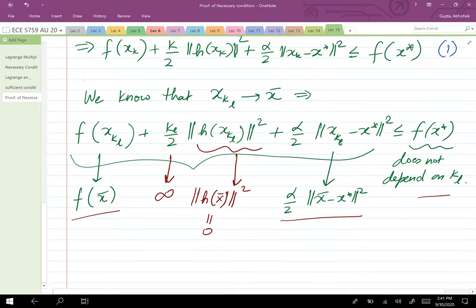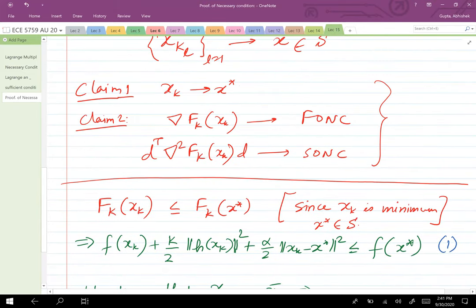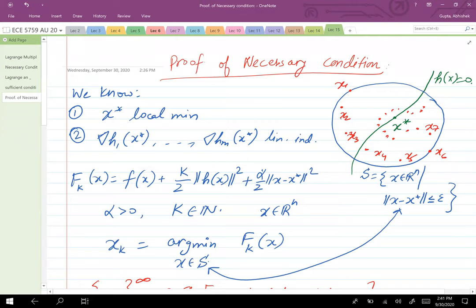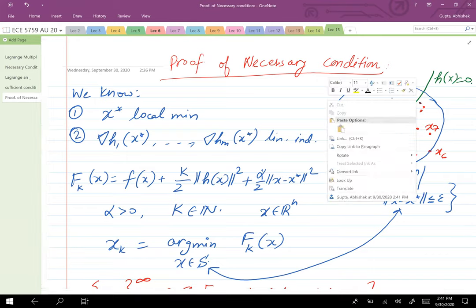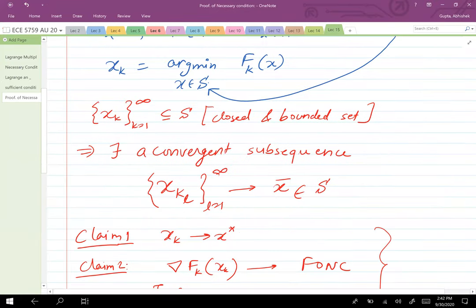Perfect. So what we have just shown is, let's go back to this figure. So we had the sequence x1, x2, x3, x4, and so on. And what we have shown is actually there is a subsequence of this particular sequence which converges to x bar. And that x bar actually lies on this surface where h of x is equal to zero, because we just showed that h of x bar is equal to zero. Okay, so x bar lies on this particular surface, h of x equal to zero.